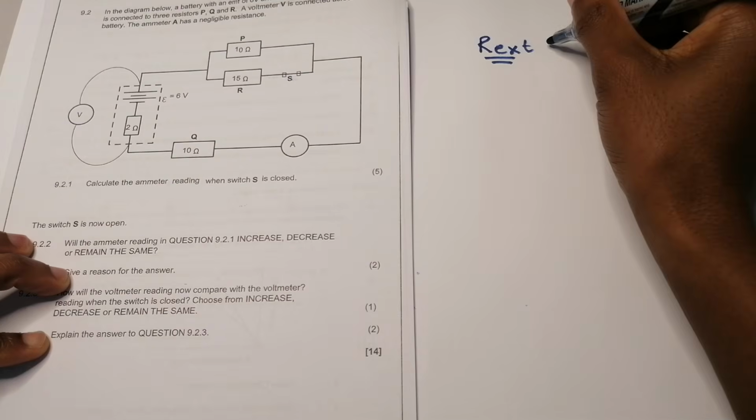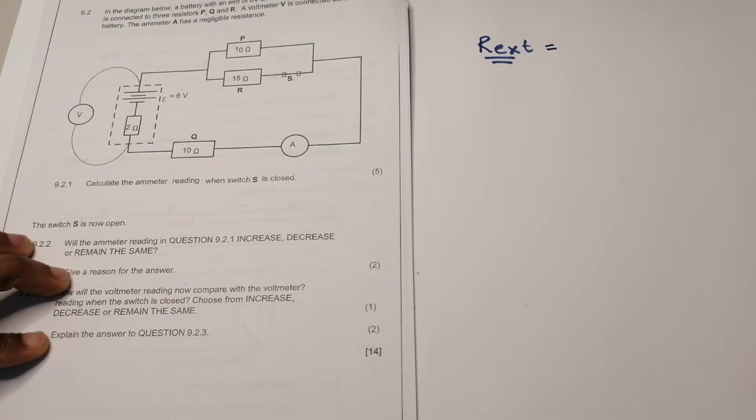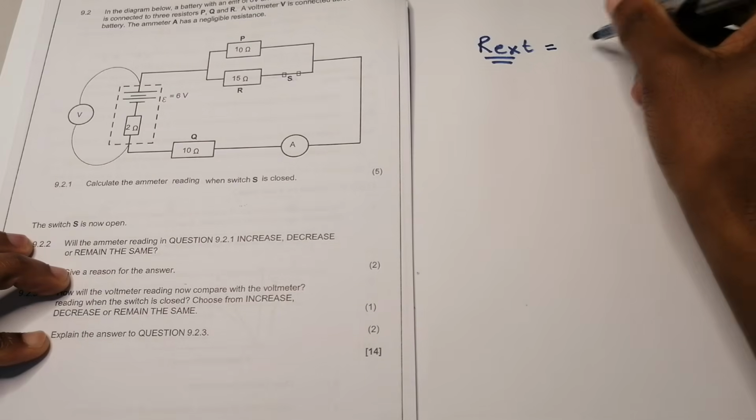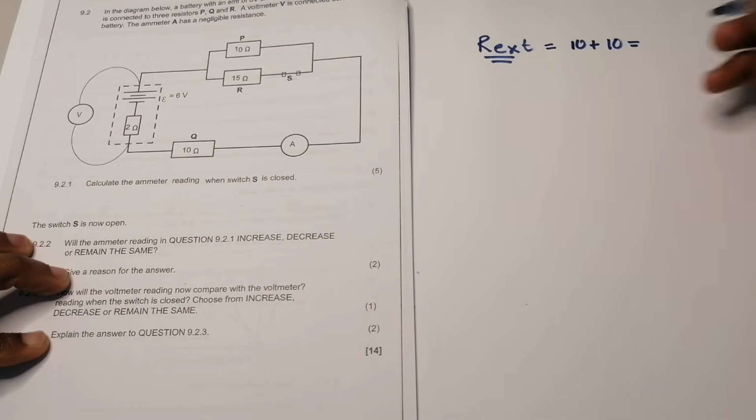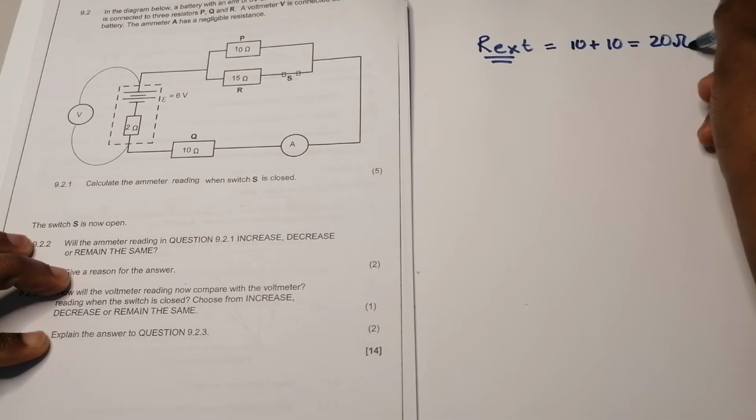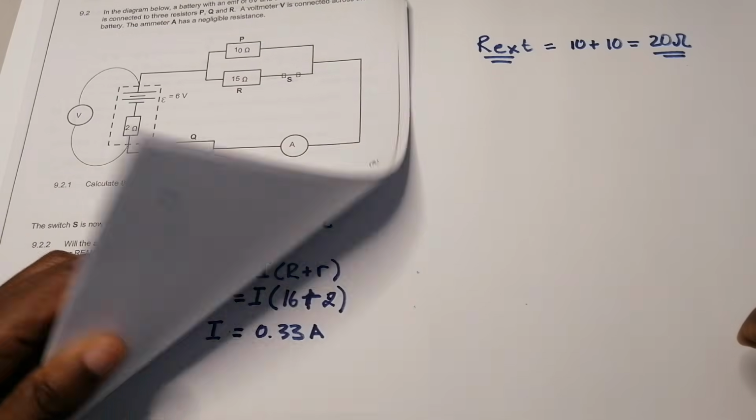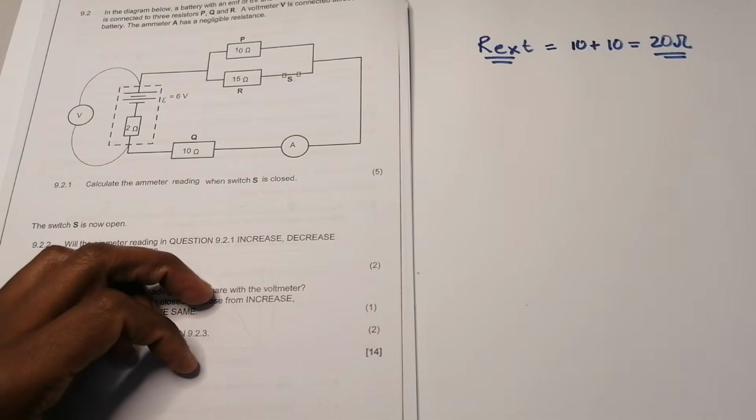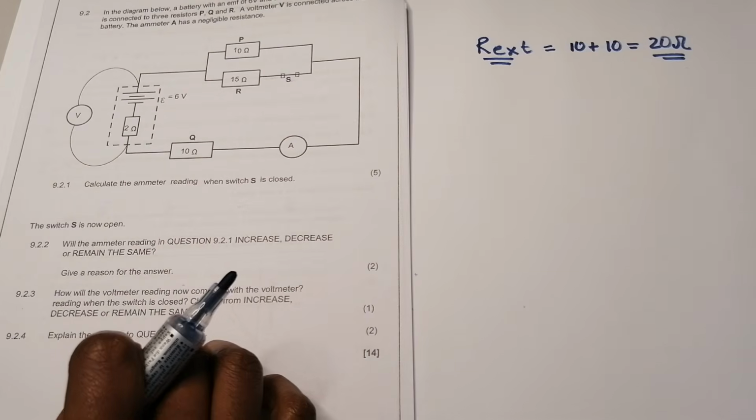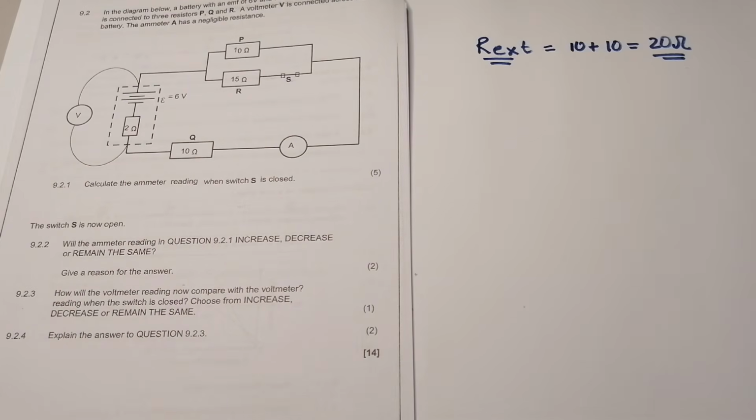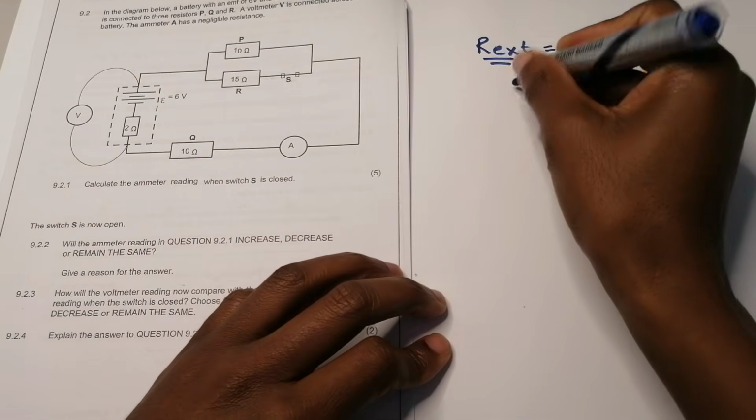So if I look at R external, of course they didn't ask us to calculate this, I'm just showing you. My R external now will be two resistors in series, each of them 10 ohms. So my R external will now be 20 ohms. I'm sure you can see it, ladies and gents. It moved from 16 to 20 ohms, so my R external has increased. Please always keep that in mind. Once they start asking you those increase or decrease questions, you must always look at how R external is affected. Now let me show you why.